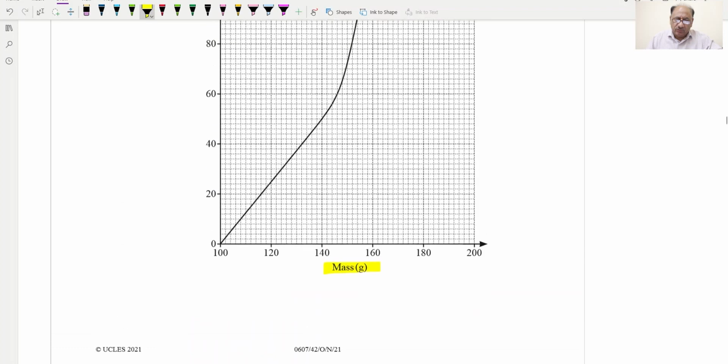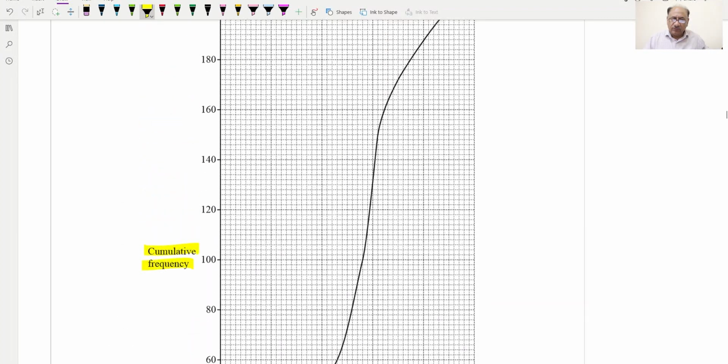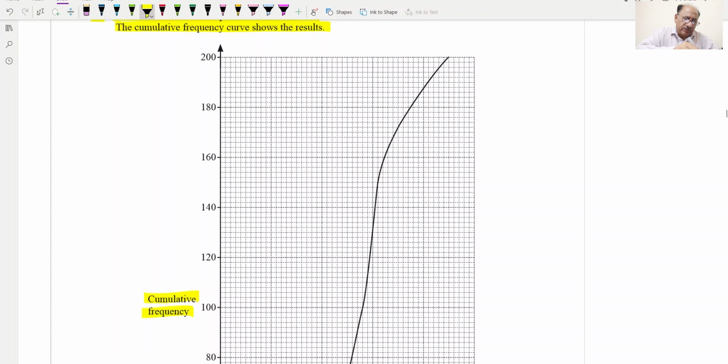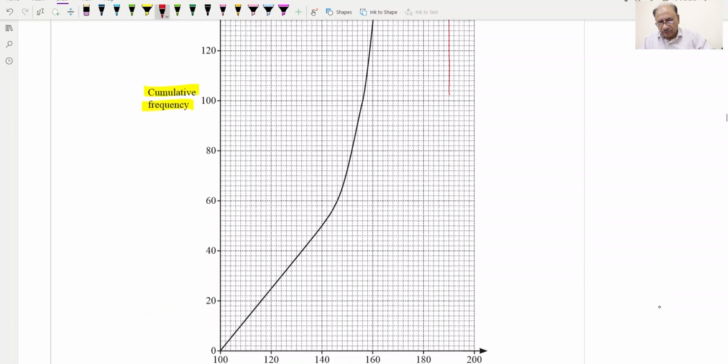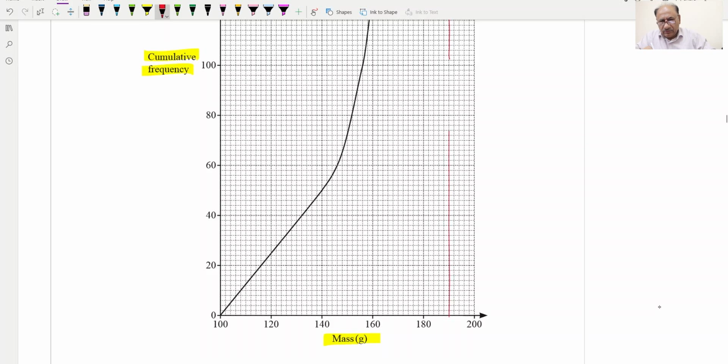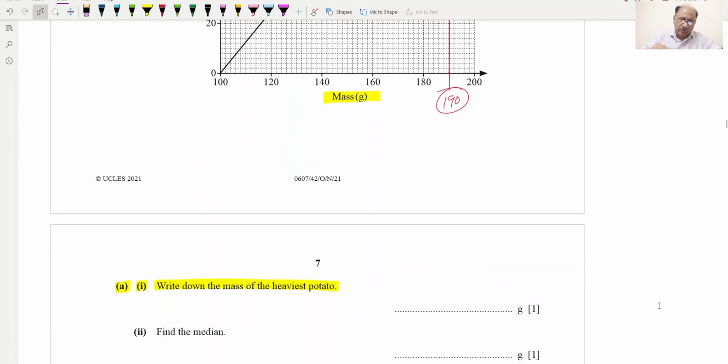So question part A, part 1 is to write down the mass of the heaviest potato. So which will be the heaviest potato? To check for the heaviest one, we will check for the extreme value. The top value will be the maximum value, which is this one, so we have to check the reference with the x-axis, and this value is 190. So 190 is this reference, so we can provide 190 grams. Our answer unit, gram, is already there, so 190.